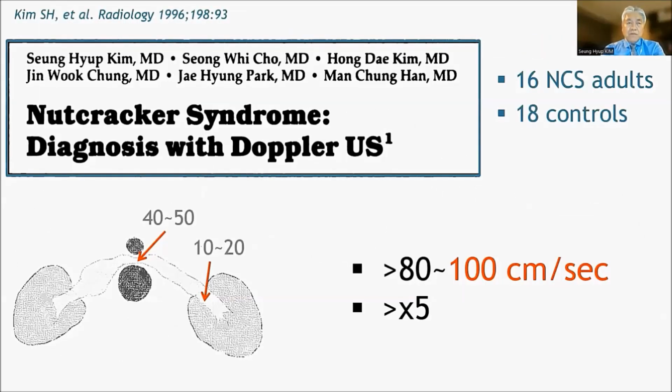We compared the peak flow velocities in Nutcracker syndrome patients and control groups and proposed diagnostic criteria of peak flow velocity of the aortomesenteric portion higher than 80 to 100 centimeters per second, or more than 5 times the peak flow velocity of the hilar left renal vein. The simple and practical criterion is 100 centimeters per second peak flow velocity at the aortomesenteric left renal vein.